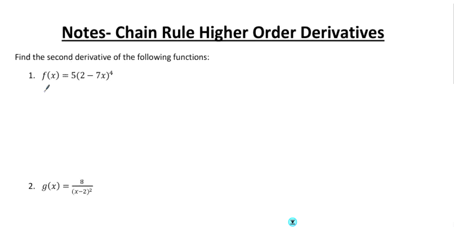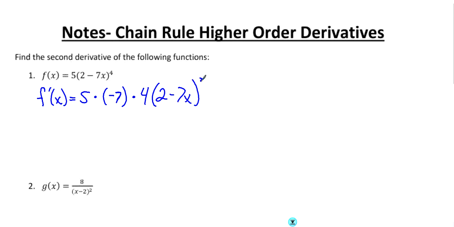Okay, so when I do f prime of x, it's going to be 5 times the derivative of this. So I'm going to start with the inside. The derivative of the inside, the derivative of 2 is 0, and the derivative of negative 7x is negative 7. So that's the derivative of the inside. Times the derivative of the outside, we bring down the 4 and subtract 1 from the power. Okay, so here's our first derivative.